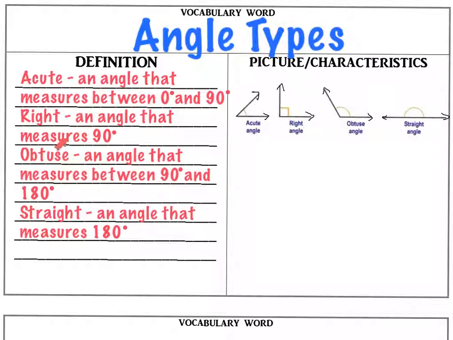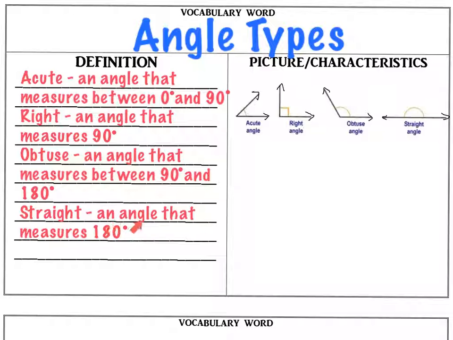Right angles measure exactly 90 degrees. So they form right angles, 90 degrees. We worked with that in class already. Obtuse angles, those are the big ones. Those measure between 90 and 180 degrees. So it has to be between 90 and 180, so maybe 120 degrees or 170 degrees. All those angles between 90 and 180 would be called obtuse angles.